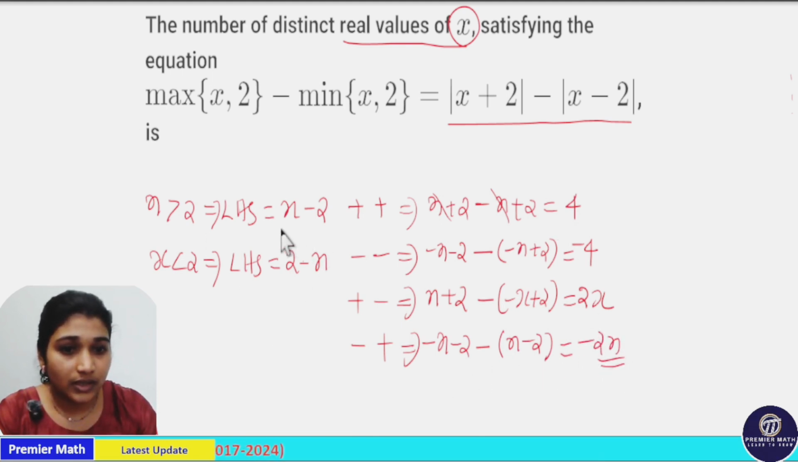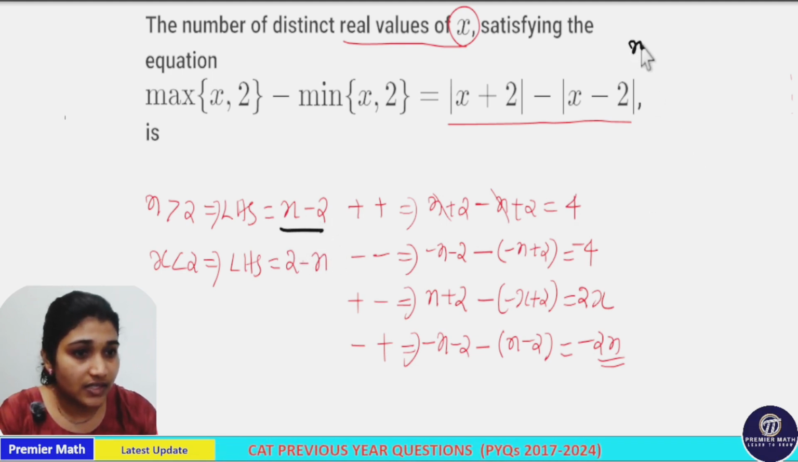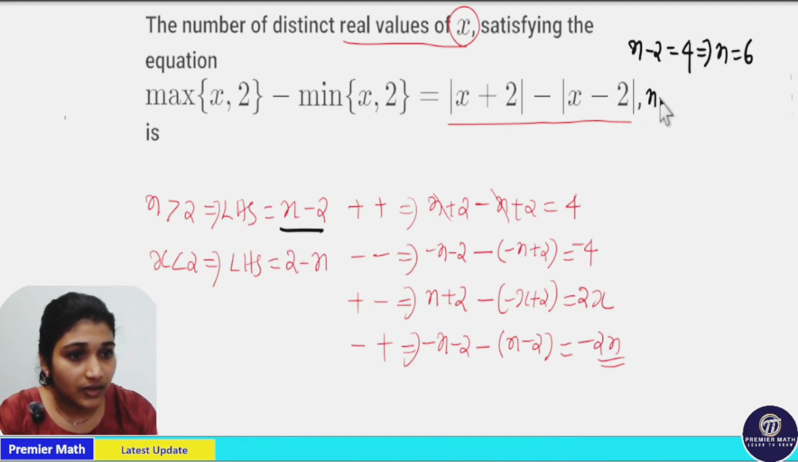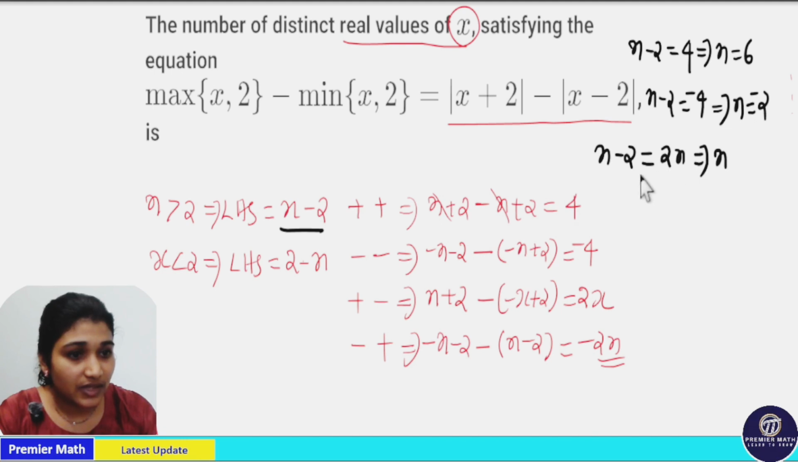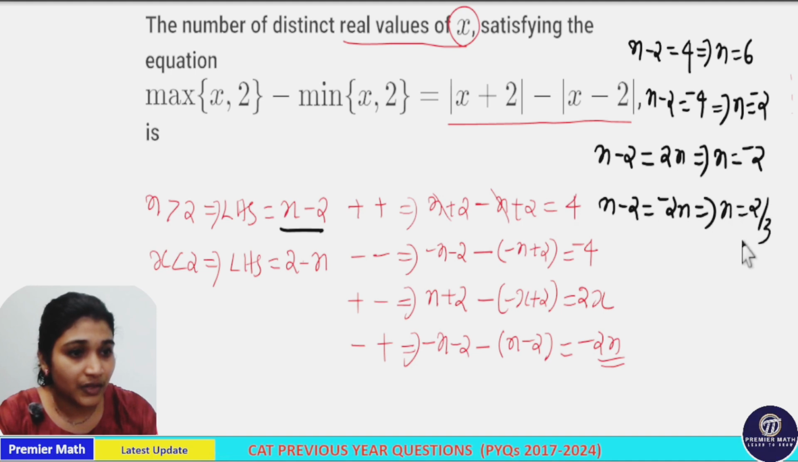Now equate the LHS with the RHS, that is, equate x minus 2 with these 4 outcomes. x minus 2 equals 4 means x is equal to 6. x minus 2 equals minus 4 means x is equal to minus 2. x minus 2 equals 2x means x is equal to minus 2. x minus 2 equals minus 2x means 3x is equal to 2, so x is equal to 2 by 3. So we got 3 outcomes.